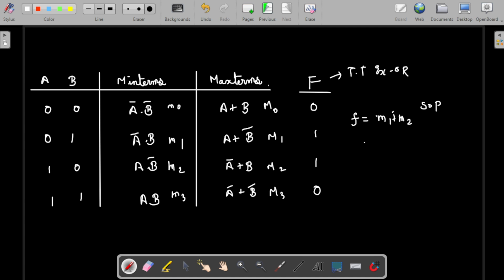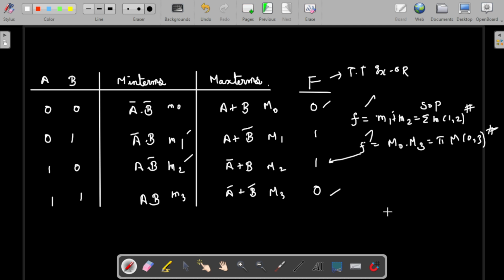The function can also be written with maxterms, as the product of capital M0 dot M3, which is the product of capital M 0 comma 3. Here if you see, for minterms we took only the 1s, the outputs 1 and 2. But for maxterms we take only the outputs that are 0, so M0 and M3. That is the difference between minterm and maxterm. So the same function can be represented in two logics. This is the first logic, this is the second logic, and that is the advantage we are taking.